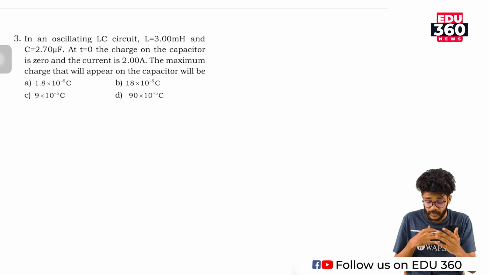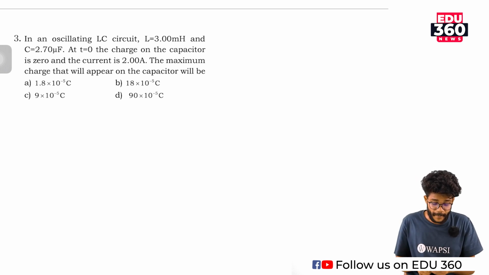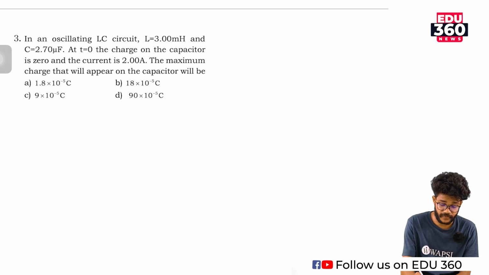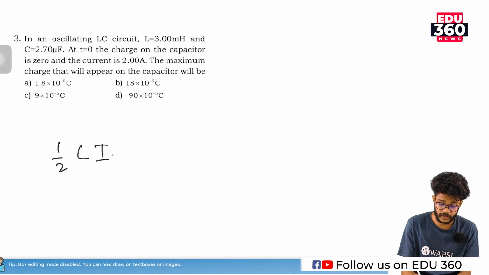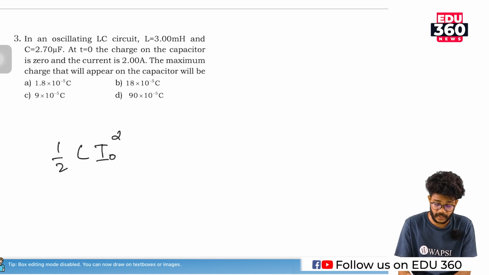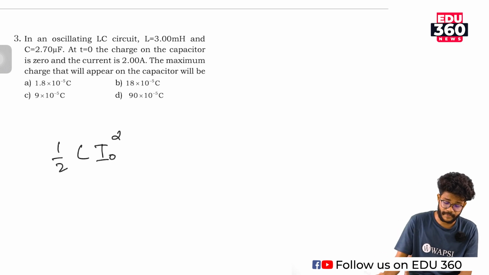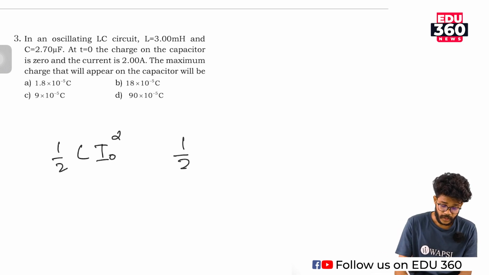The maximum charge that will appear on the capacitor, so we have to calculate the Q naught, maximum charge. So what happens if we charge? The inductor gets an electric current, so it will store energy that is half L i naught square, half L i square. And what is the total energy stored in a capacitor? Half Q naught square by C.